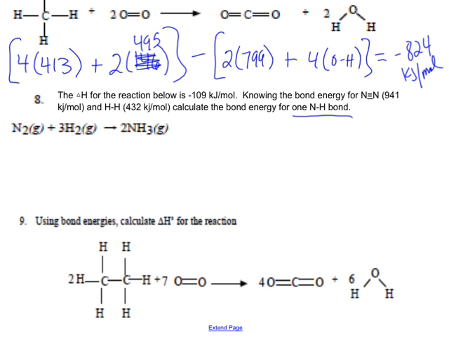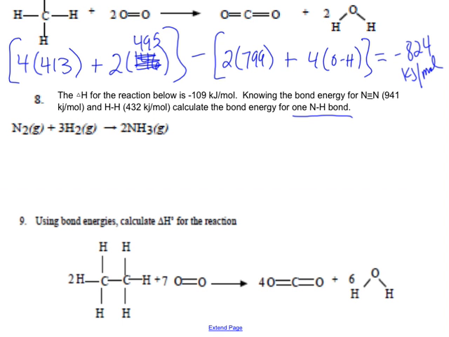So any ideas of how we're going to approach this? Set up algebra. Okay, good. What are we going to do? Naira? Exactly. You know the delta H of the reaction is negative 109. So negative 109 is going to be equal to broken minus formed. You know the H to H, you know the N to N, and we're going to leave our unknown as the N to H bonds. Does that make sense? So let's do that.